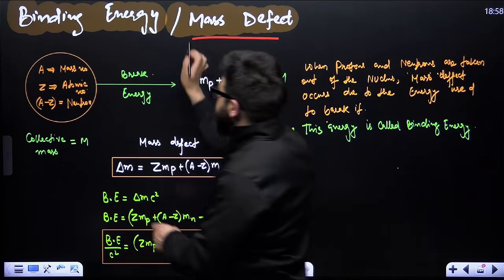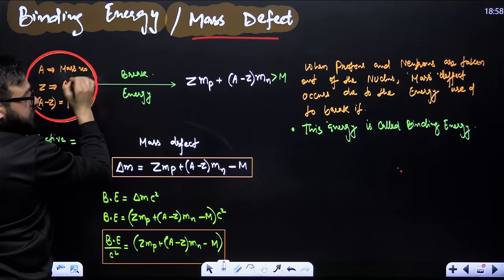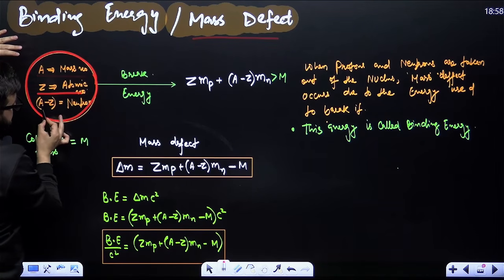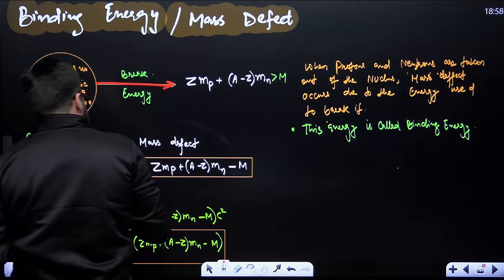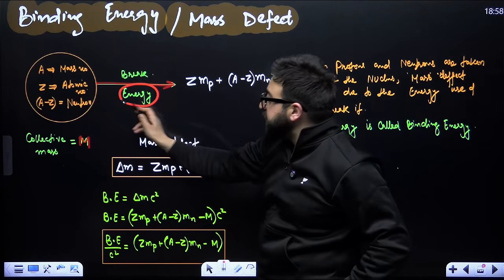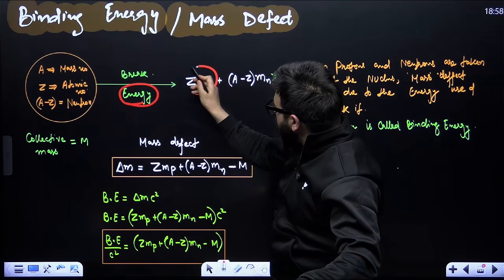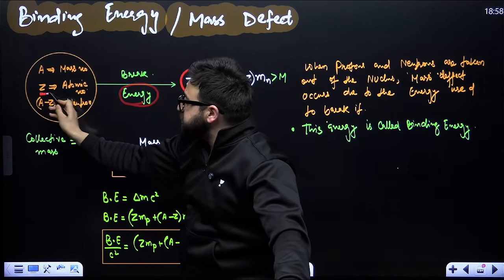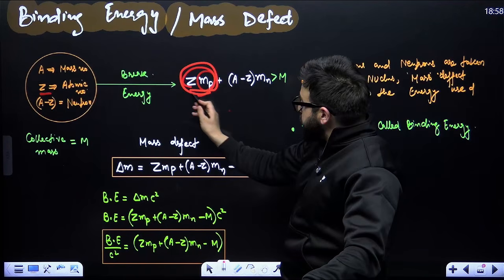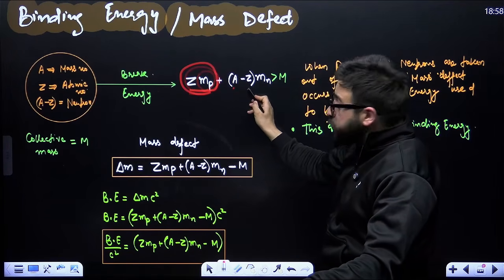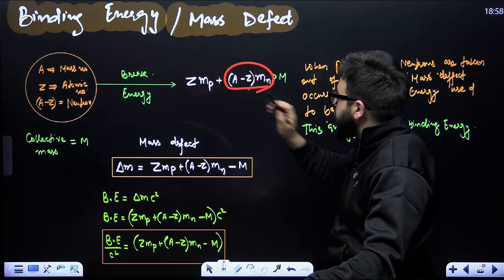Then we have binding energy and mass defect. My dear NEET aspirants, if this is a nucleus with mass number A and atomic number Z, then A minus Z is the number of neutrons. Let's suppose its mass is M. If you break this nucleus, you use some energy in breaking it, and you take all the protons out. Z is the number of protons, and the mass of a proton is Mp, so Z Mp is the mass of Z protons. And A minus Z is the number of neutrons, with neutron mass Mn, so (A minus Z) Mn is the mass of the neutrons.